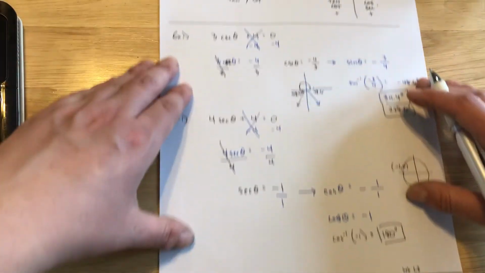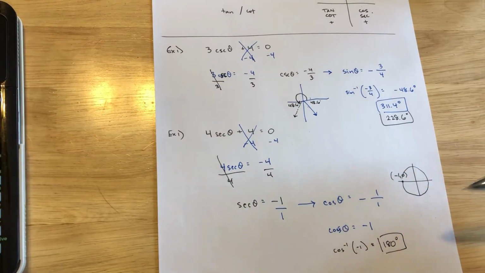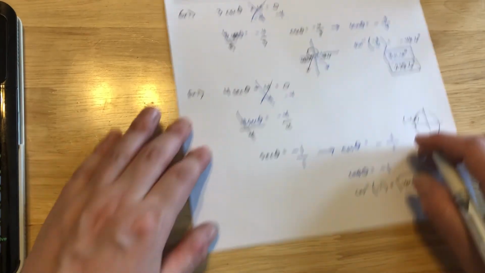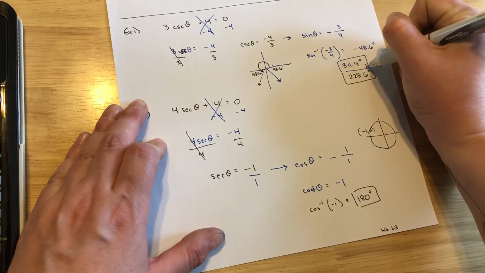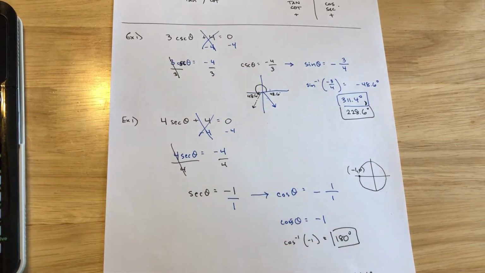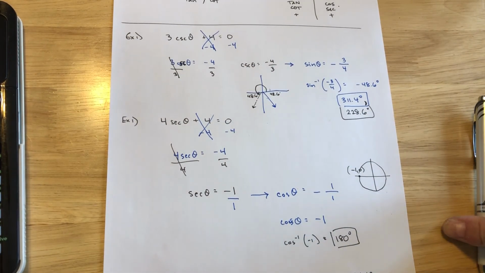But for the majority of the problems where it's not a special value like -1 or +1, you're going to have two answers. So be sure on Delta Math to use a comma between your two values. That's what will allow you to enter multiple solutions.